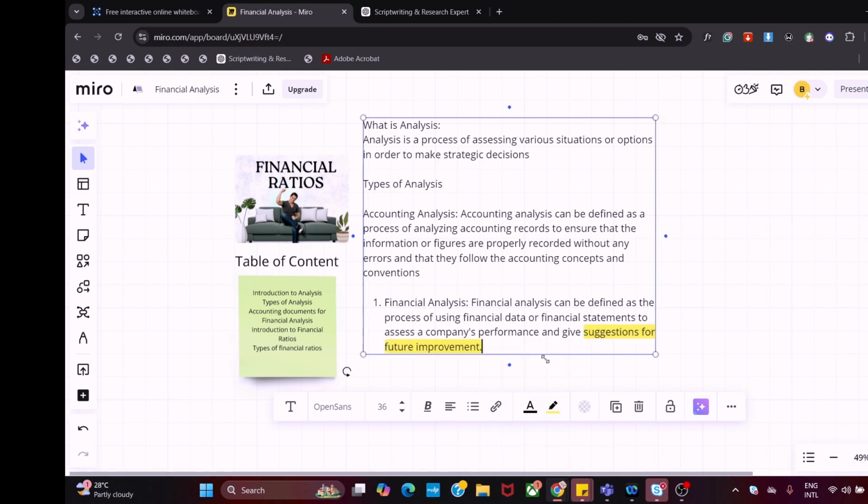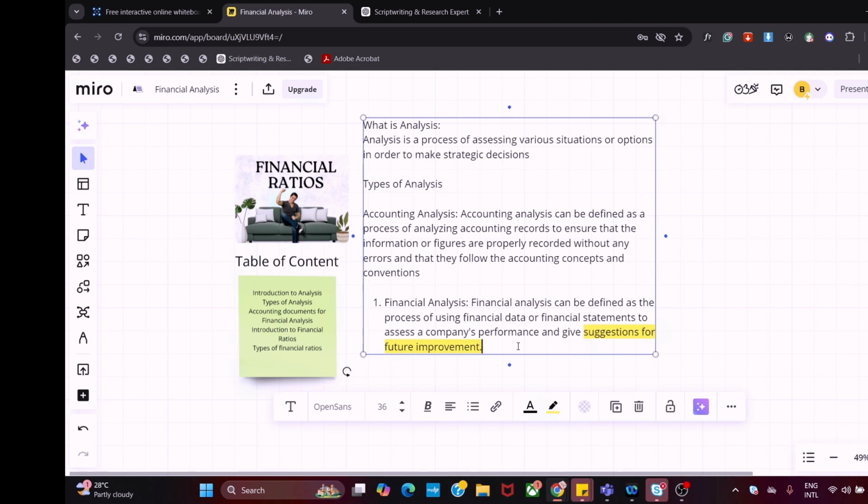Okay? So I want you to pay attention to suggestions for future improvements. Remember, I mentioned that financial analysis, or analysis, is incomplete until it actually helps an individual or an organization make decisions. So as you can see, this is saying suggestions for future improvement. This actually means helping the company make strategic, managerial, or business decisions.